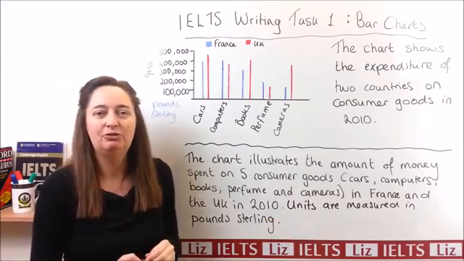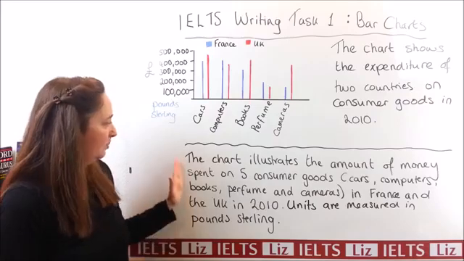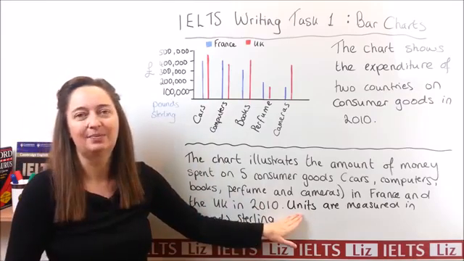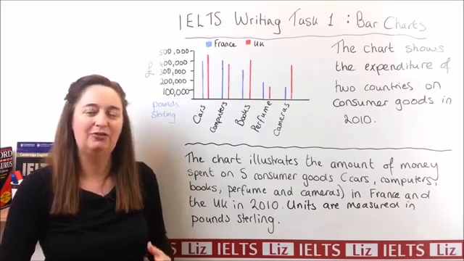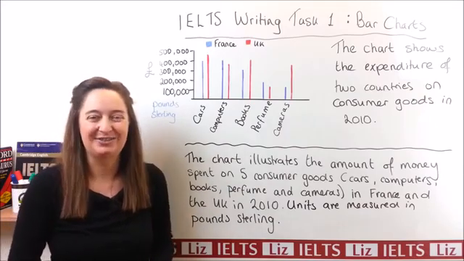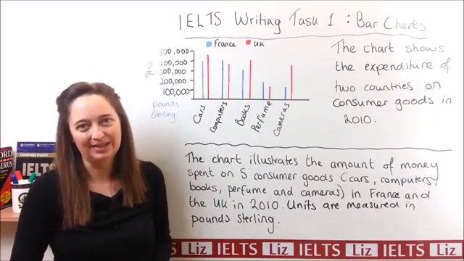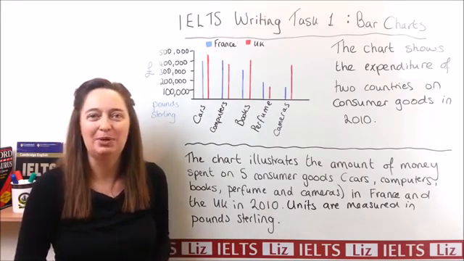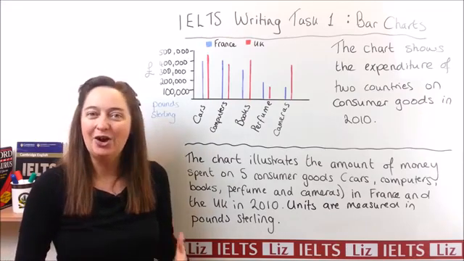So that means the introduction is sometimes one sentence, sometimes two sentences, not longer. It's the easiest paragraph to write in IELTS Writing Task 1. You should not make any mistakes with this. So please make sure you practice that. Now let's move on and we'll have a look at the overview.